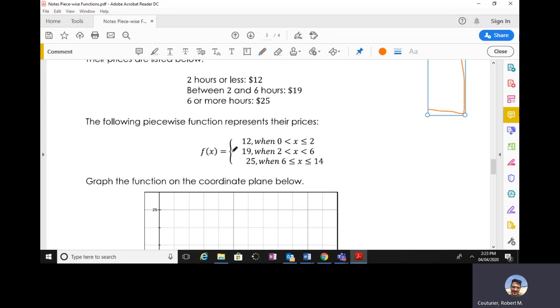Notice these. F of x equals 12. F of x equals 19, f of x equals 25. It looks a lot like the problem above. This is some sort of a step function, because it's horizontal lines at 12, at 19, and at 25, but they've restricted the domains. Remember, these are domains here. So all of this here is giving you your domain.